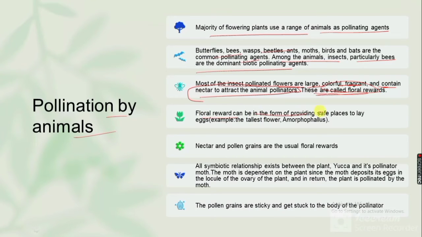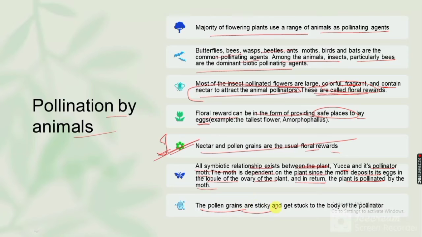Floral reward can be in the form of providing safe places to lay eggs. Nectar and pollen grains are the usual floral rewards. A symbiotic relationship exists between the plant yucca and its pollinator moth. The moth is dependent on the plant because it deposits its eggs in the locule of the ovary of the plant, and in turn the plant is pollinated by the moth. So they are interdependent on each other.